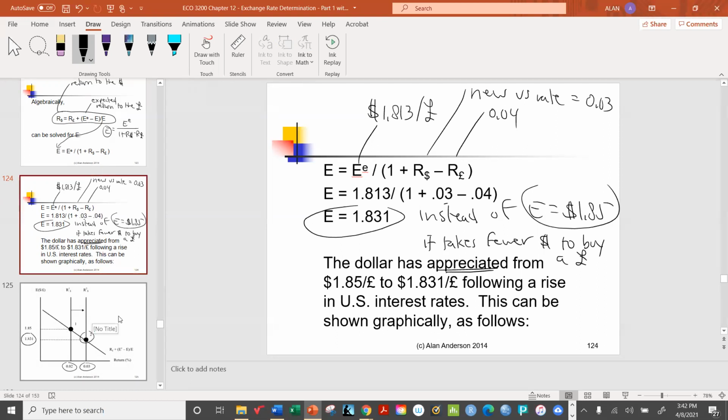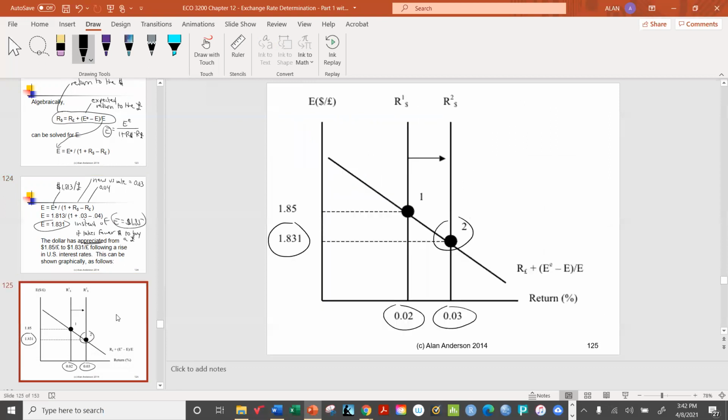Exactly. So in other words, it shifted to the right. And at the new intersection between the new US dollar rate and the existing eurosterling rate, we'll find that the dollar has gotten stronger and the rate of return to both currencies is now the same again at 3%. Okay, so higher rates in the US lead to a stronger dollar, or you can think of it also as a weaker pound.